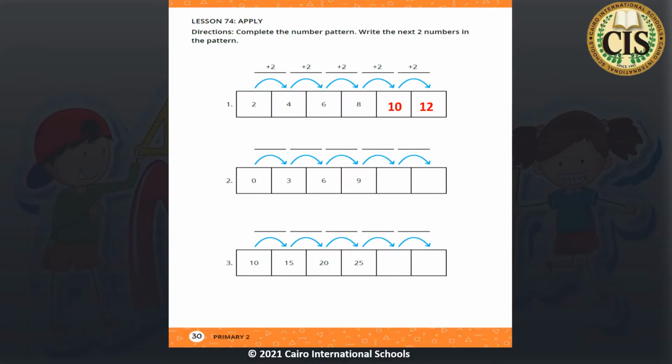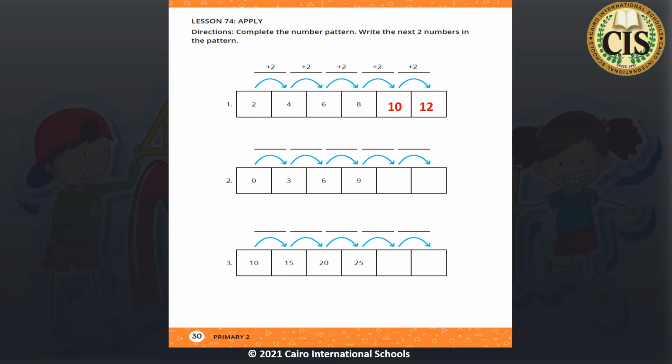Lesson 74, the apply part. Complete the number pattern. Write the next two numbers in the pattern. In the first question, 2, 4, 6, 8. Each time we are adding 2 because it's an increasing pattern, so we are adding. So 8 plus 2 equals 10. 10 plus 2 equals 12 and so on.